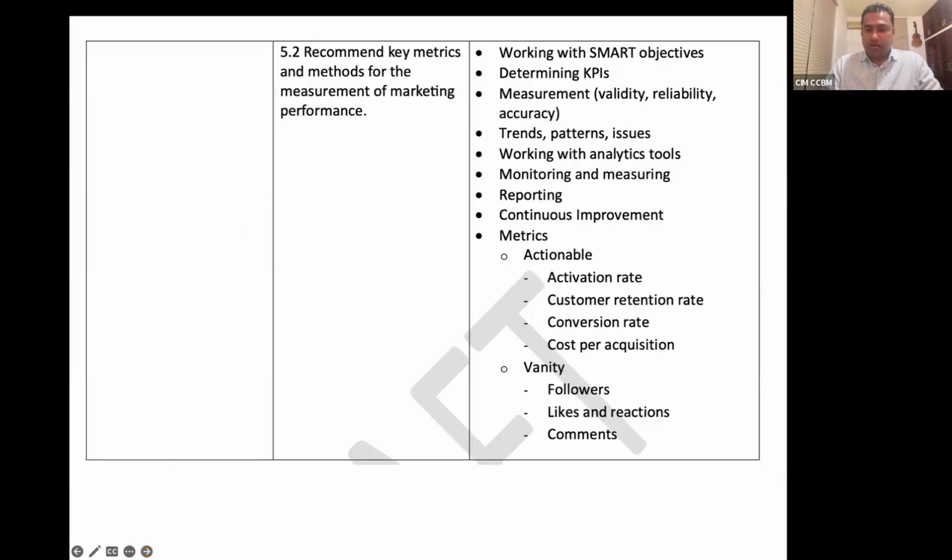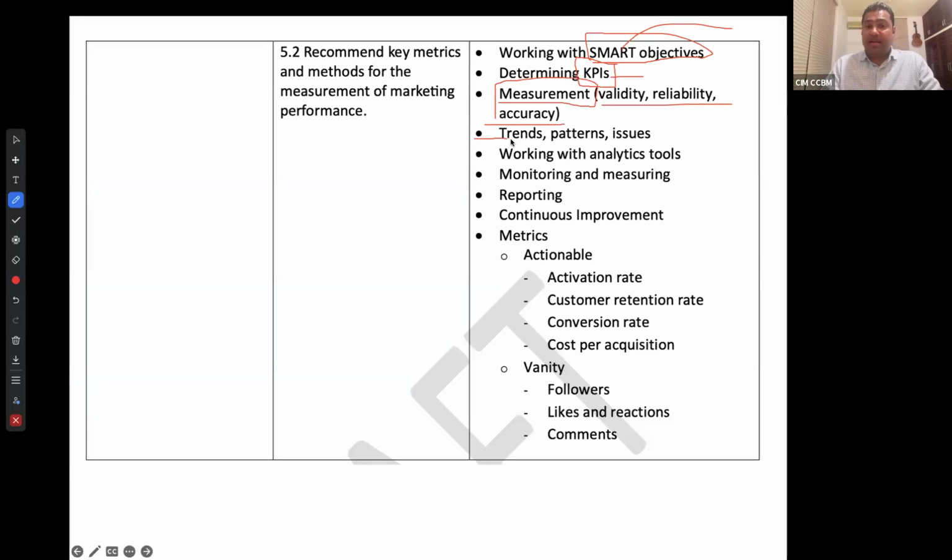So here we will be looking at a few theories. We have discussed this already, but we will look at it again. SMART objectives. SMART is an abbreviation. We will understand how to use it. Then how do you set KPIs? KPIs means key performance indicators, key performance measures. And how would you ensure that the measurements you select are valid, reliable, and accurate?